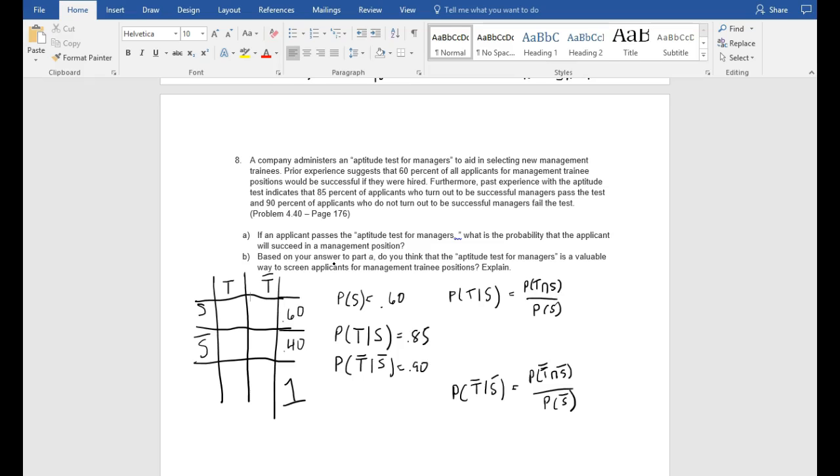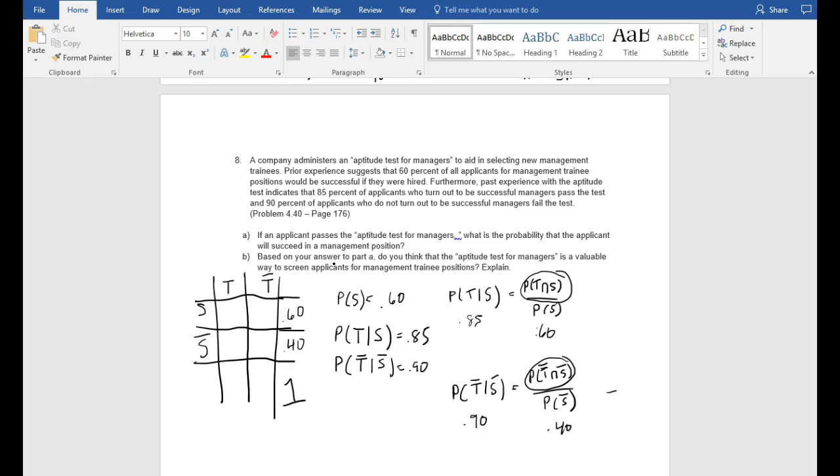And so then all we're going to do here is look and see what we have, because ultimately we're trying to solve for these intersections. So we look here and what do we have? We're given in the problem the probability of T given S. We're given the probability of not T given not S. And we are given in the problem the probability of S, so 0.6. And we solved for the probability of not S. So in both cases, now we can solve for the intersection.